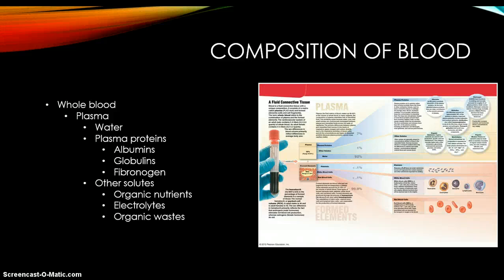Lastly, there are some organic wastes in the plasma. As the blood moves through the capillary bed, it's picking up those organic wastes. Those wastes are transported to a site for decomposition or excretion, depending upon what needs to happen to it. A couple of examples are creatinine, which is a byproduct of phosphocreatine use in the muscle, and bilirubin, which is produced when blood cells are decomposed.